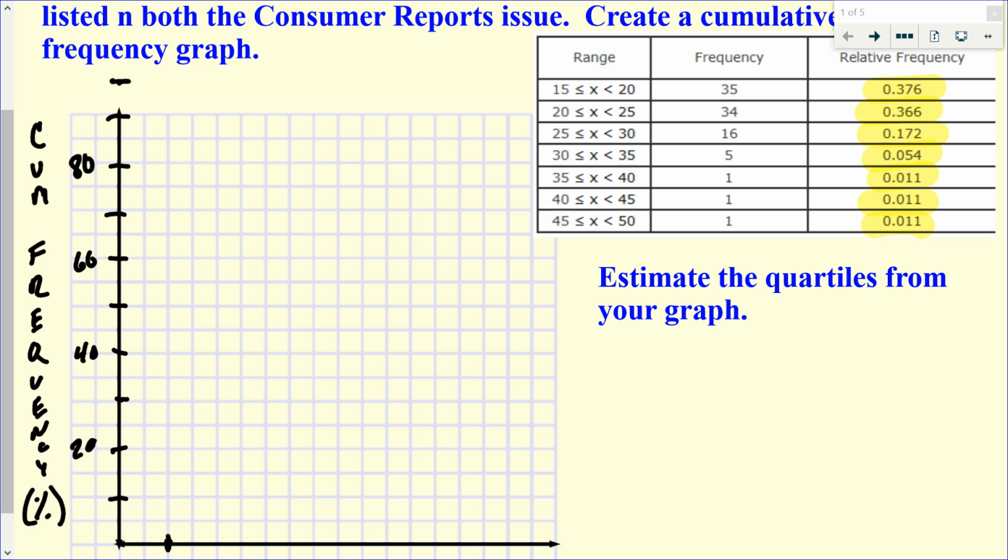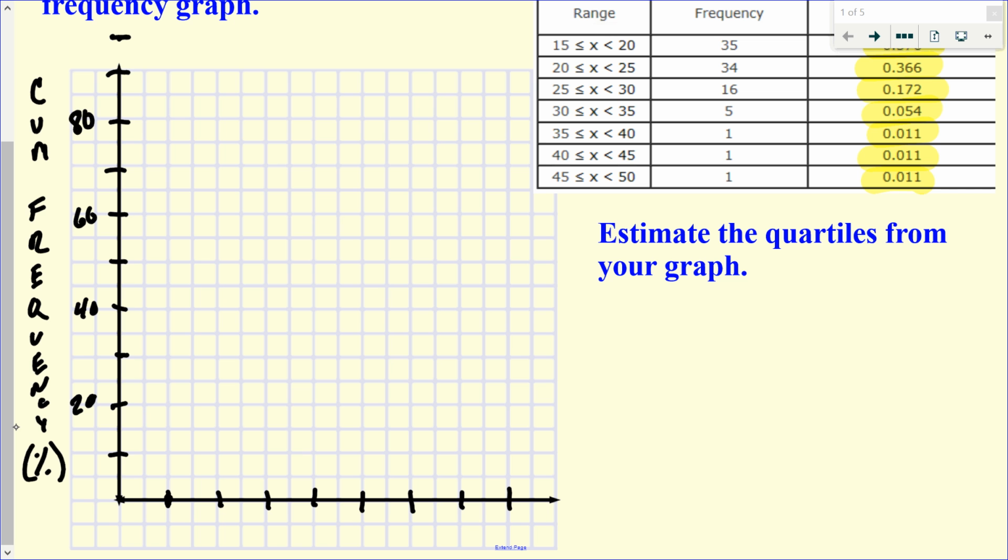So 10, 20, 30, 40, 15, 20, 25, 30, 35, 40, 45, 50. I am not going to need the break because this is now 15, 20, 30, 40, and 50. And this is MPG.